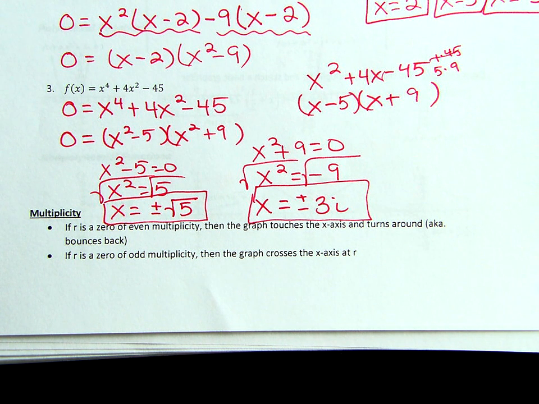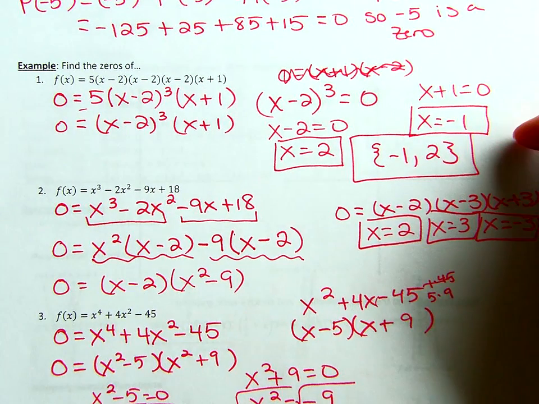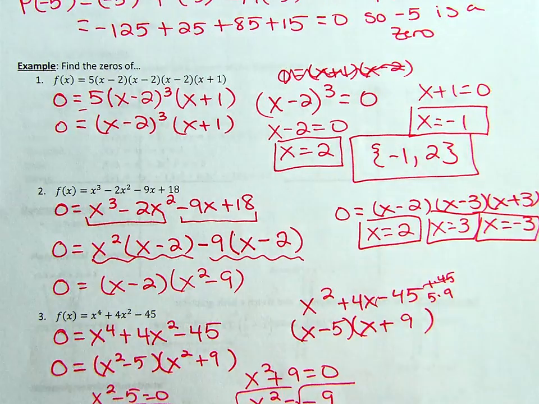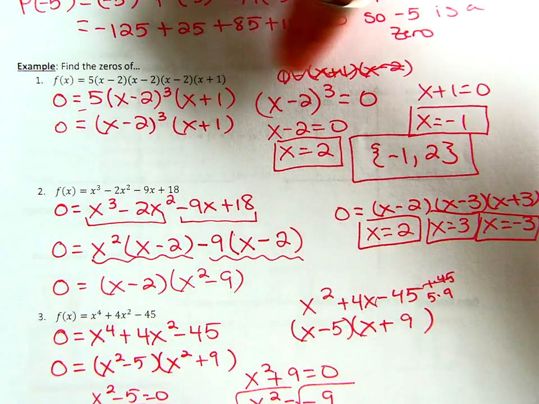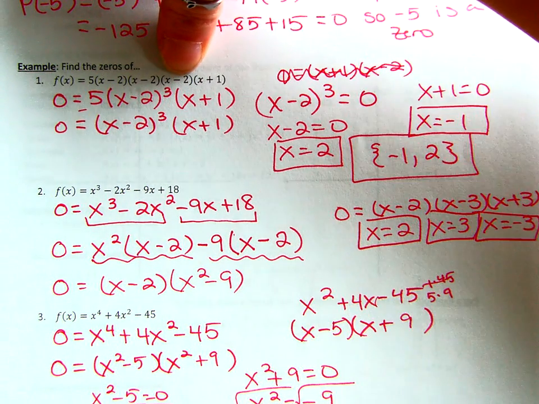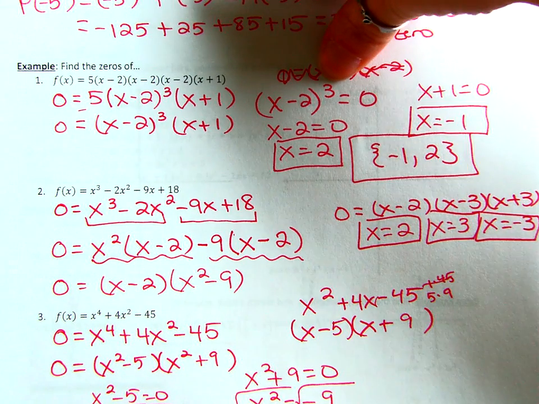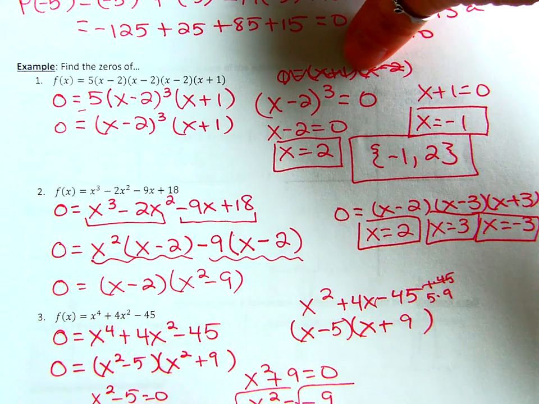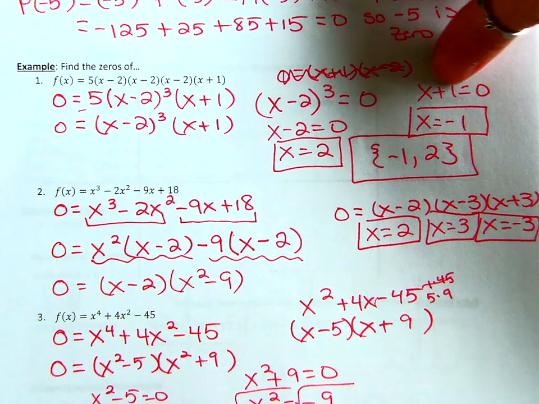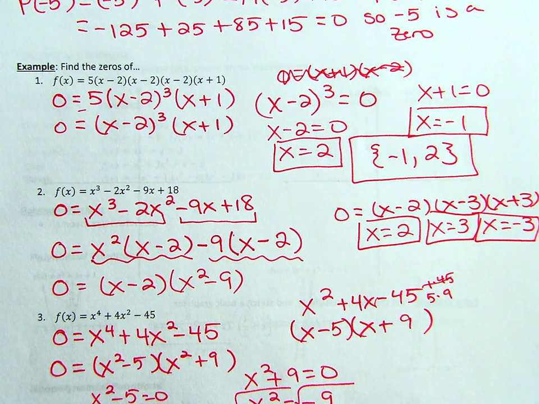So up here, in this example that we had earlier, notice if I hadn't combined that all together, I would have gotten 2, 2, 2. So I would have gotten 2 three times, which is the power here. That power tells me my multiplicity. So that means I have an odd multiplicity, so I would cross at that point. And then the x plus 1, I only had that one time, so it also has an odd multiplicity, meaning I would cross at that point. Okay?